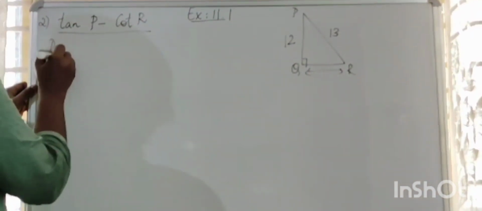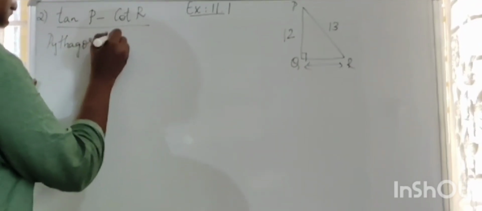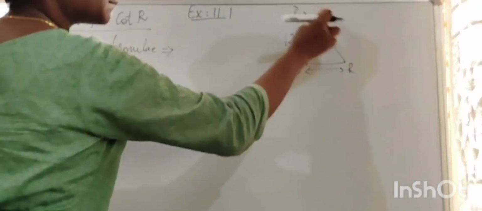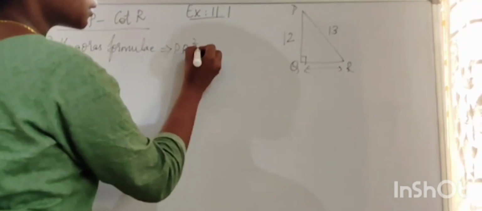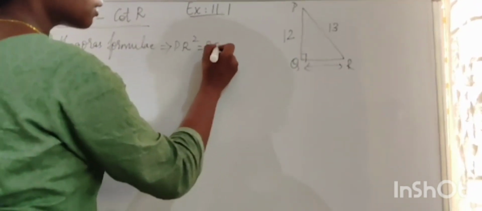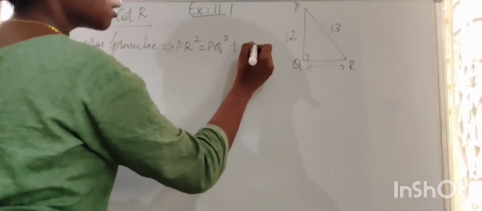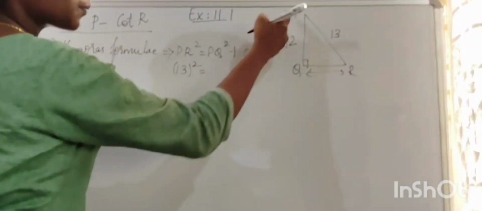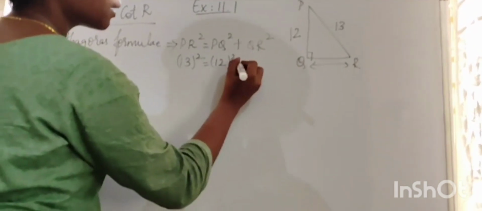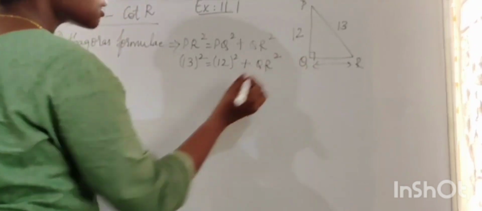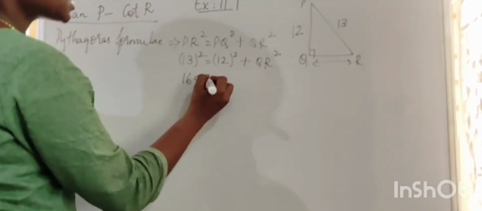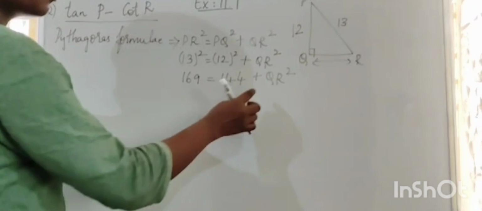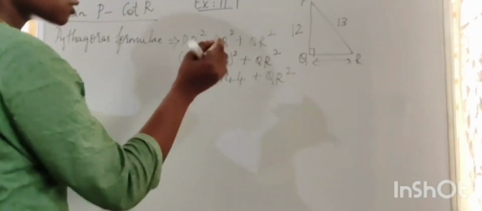Now, first we will put Pythagoras formula. PR square equal to PQ square plus QR square. Now, PR value is 13 square, PQ is 12 square plus QR value we don't know, we'll keep it as it is. 13 square is 169, 12 square is 144 plus QR square. Now we need the value of QR square, so we'll send this 144 this side.